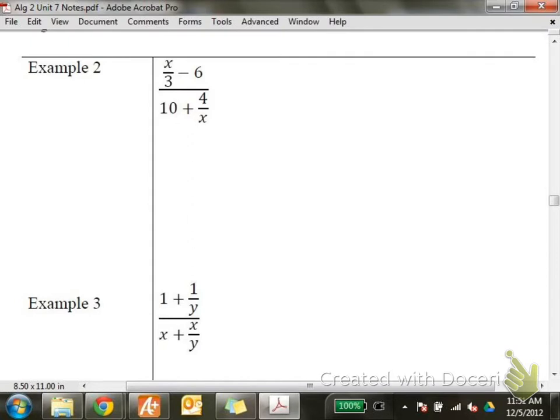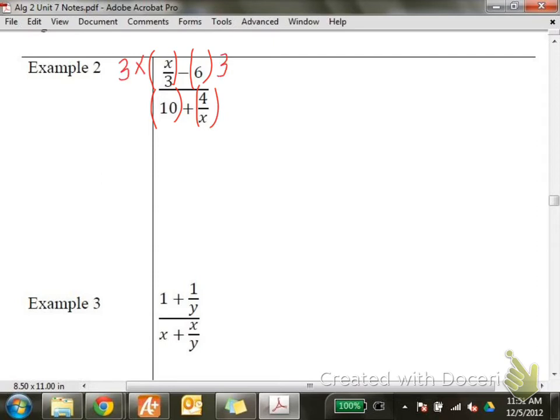So example 2: x over 3 minus 6, all over 10 plus 4 over x. Now we only need to look at the denominators to find the LCD. If I'm only looking at the denominators, 3 and x, what is my LCD? 3x. So multiply everything by 3x. What property am I actually using when I multiply everything by the same thing?